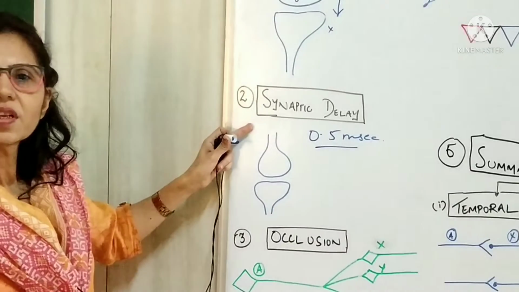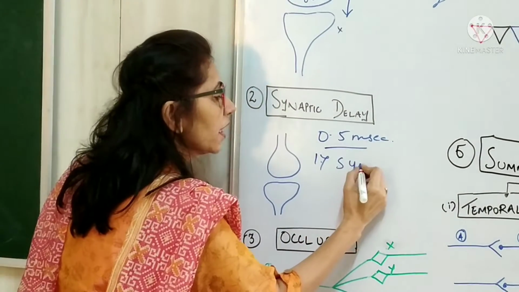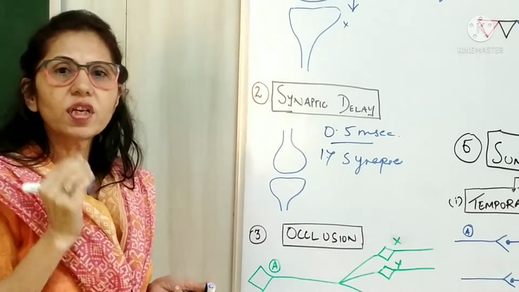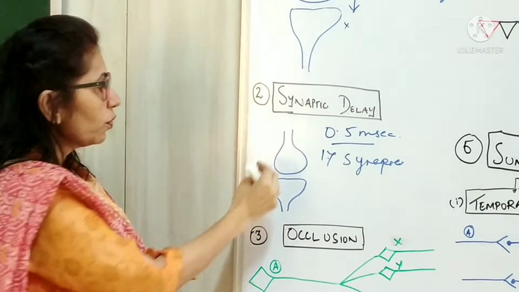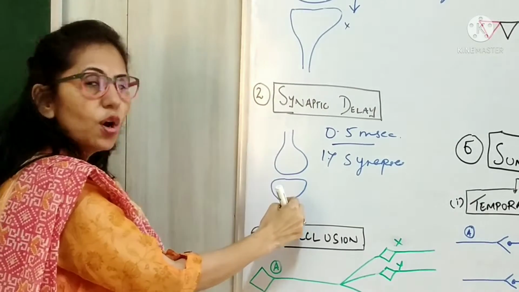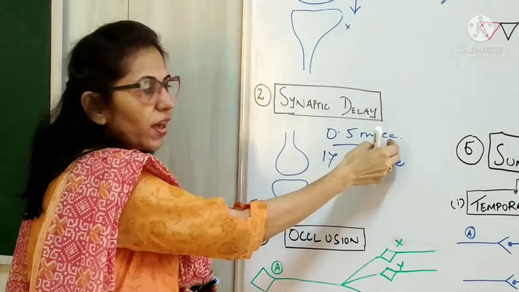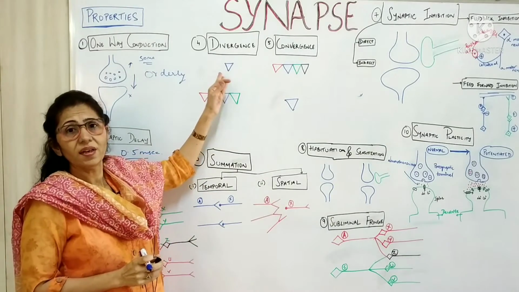Now what is the significance of the synaptic delay? This allows you to determine how many synapses are taking part in a reflex. So whether the reflex is a monosynaptic reflex or a polysynaptic reflex can be determined by the time it requires for the impulse to conduct from the presynaptic neuron to the postsynaptic neuron. So if more neurons are involved, the reflex delay will be much greater, and that will be a polysynaptic reflex.